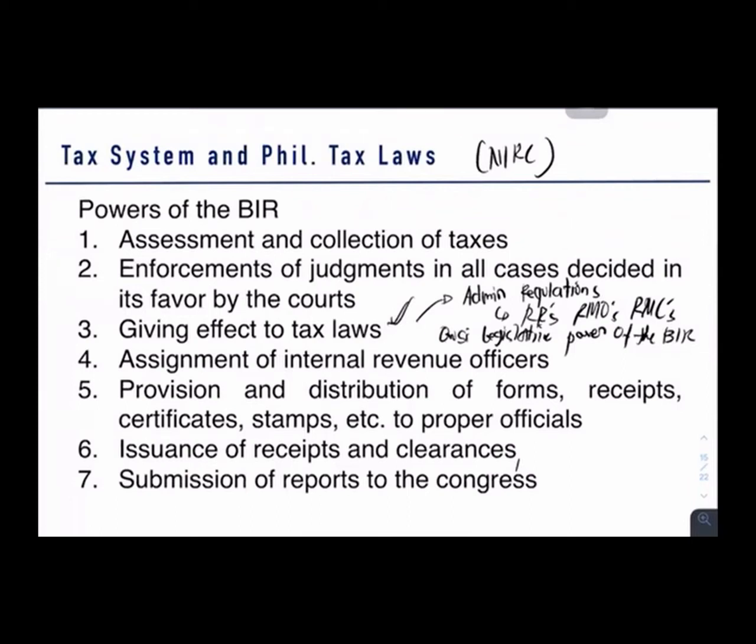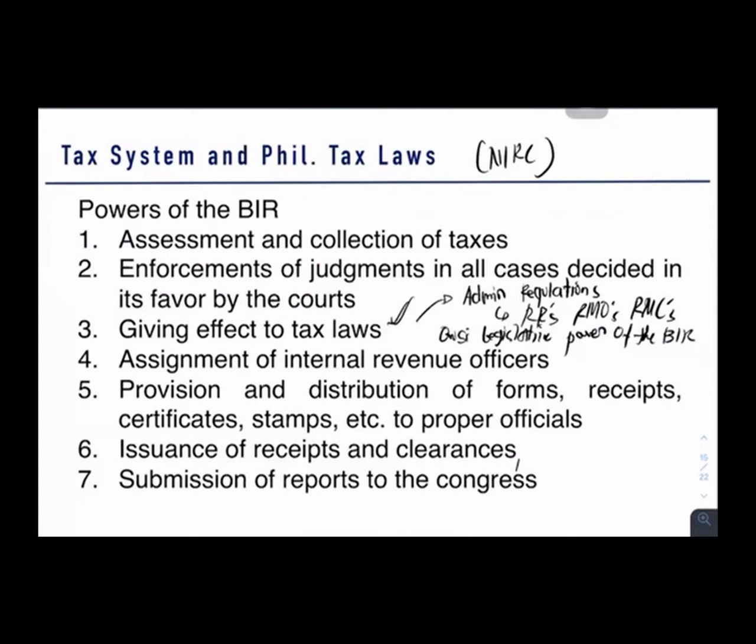What is this clearance? Tax clearance. Have you ever gone to a particular business establishment, and inside that business establishment, there is a BIR tax clearance. So those are clearances. Okay? Issuance of receipts and clearances.